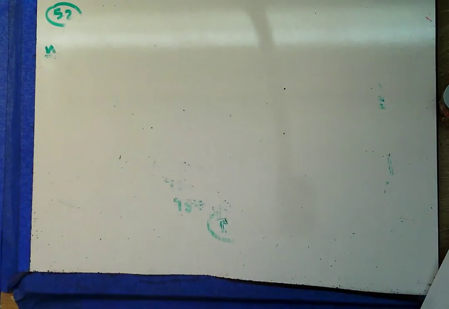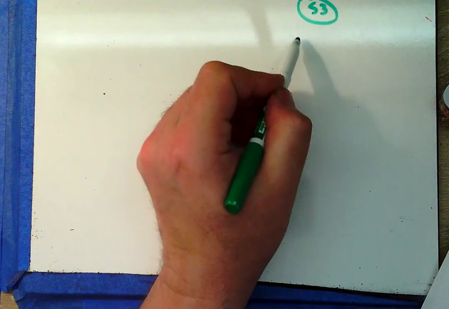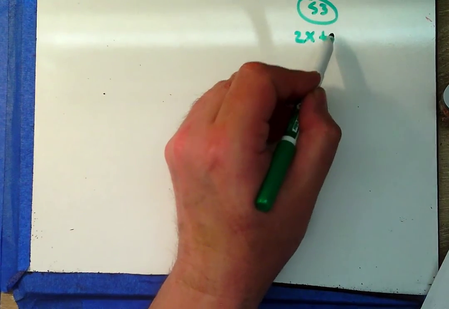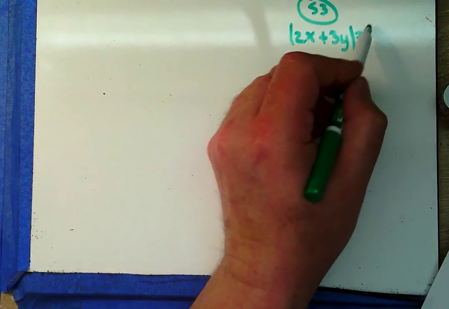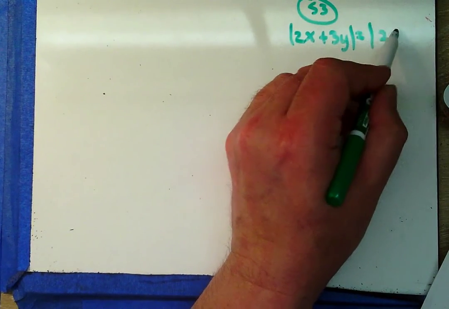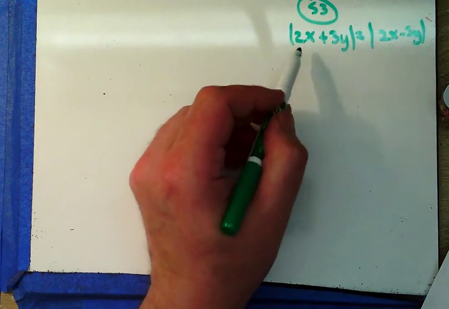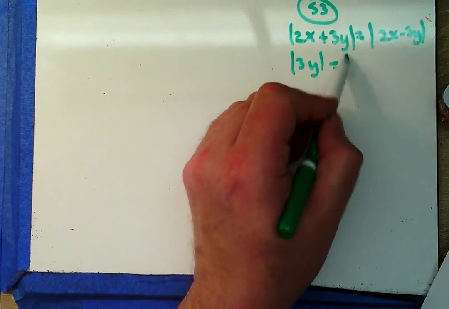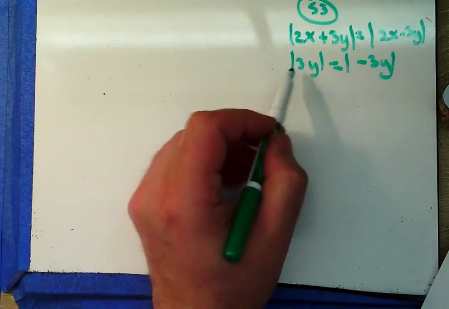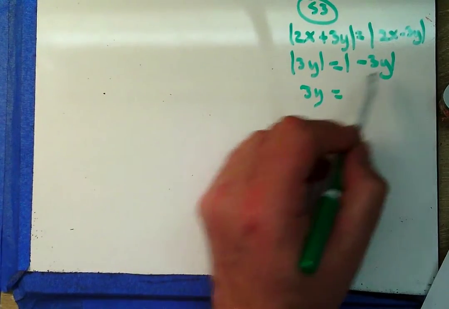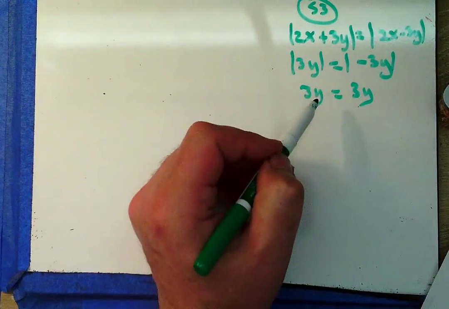Let's take a look at 53. Number 53 says, for the real numbers, when is this equation true? Well, if I make x equal to 0, then I'm going to have absolute 3y equals absolute negative 3y. Well, absolute 3y is 3y, and absolute negative 3y is 3y, and that works when x is equal to 0.